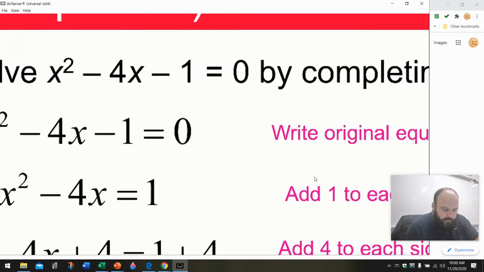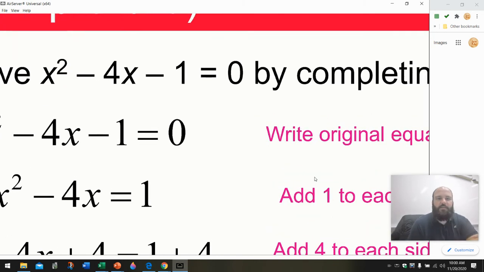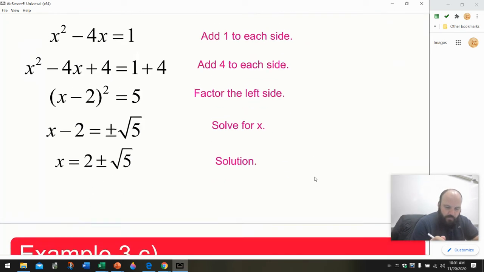So here's another one. We have x squared minus 4x minus 1 equals 0. The first thing that we're going to do is we're going to verify that this lead coefficient right here is 1. It is, so that's good. So then we're going to group these two terms together. We're going to take the b that's on the inside there, okay? And that b is a -4.